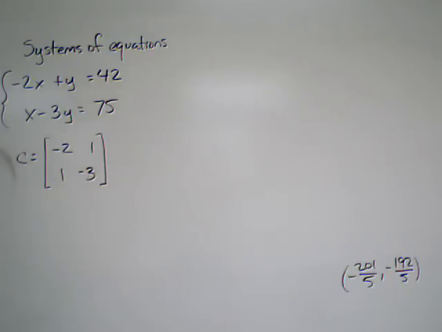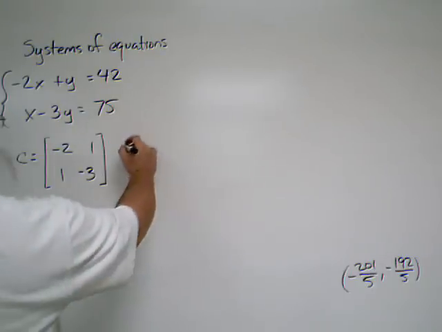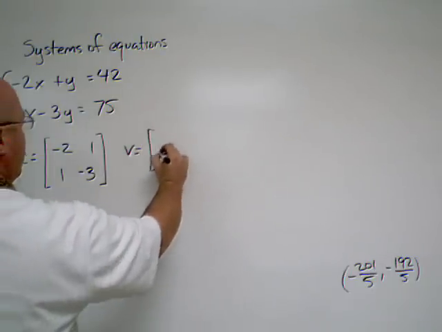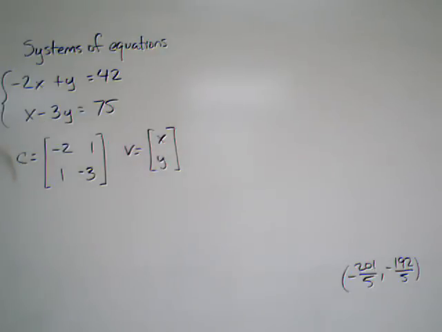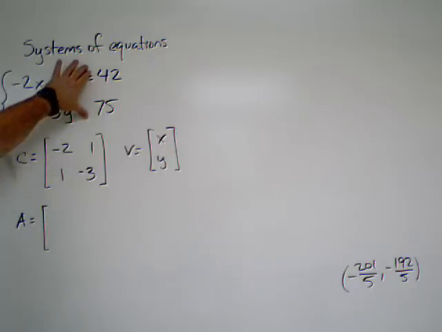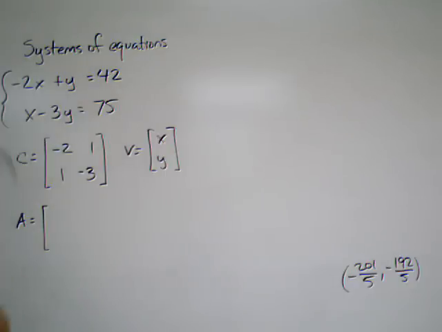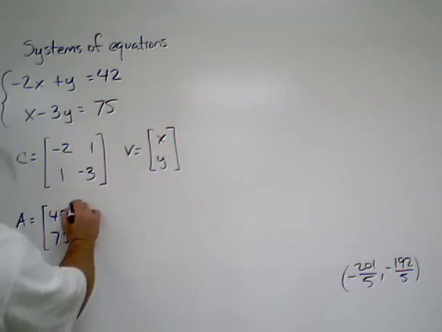Okay? Now our variable matrix is just x and y. So if you want to see V, it's just going to be a column matrix with x and y as the elements. And then our answer matrix is also a 2 by 1. It's made up of the answers to our original equations, so it's going to be 42 here and 75 there.